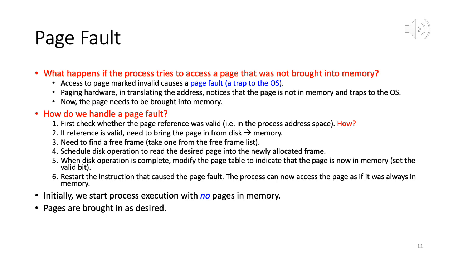So if the reference for the page is valid, we need to bring the page from disk to memory. So the first job is to find a free frame. We have a free frame list, perhaps something like a linked list of available frames, right? Along with frame number, their starting address, frame size and so on. So we need to find a free frame. We take one from the free frame list data structure. Now that we found a frame, we schedule a disk operation to read the desired page into the newly allocated frame. So we have to copy the page into that frame that we just selected in step 3.